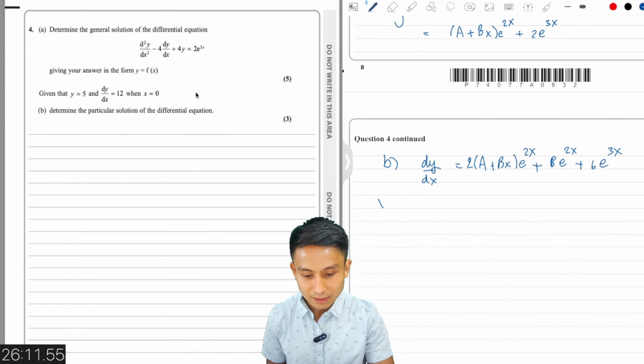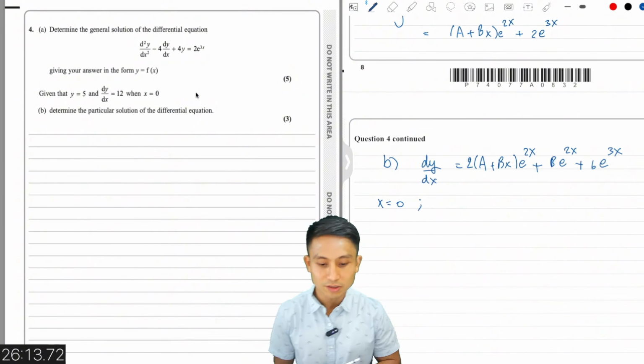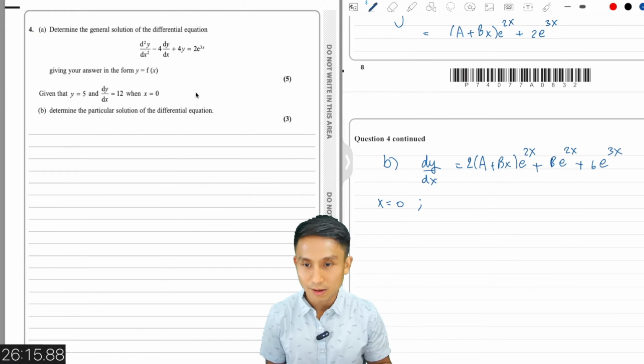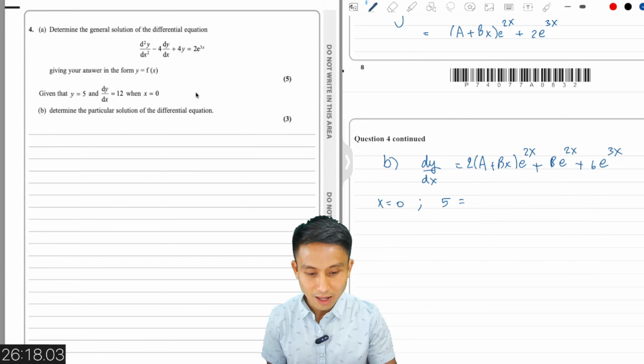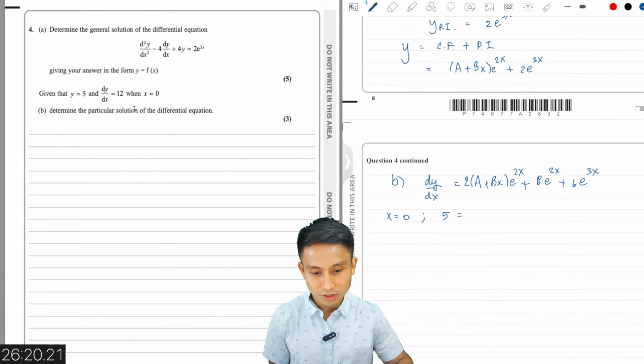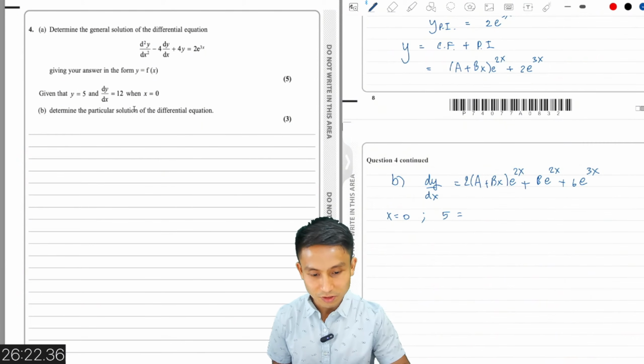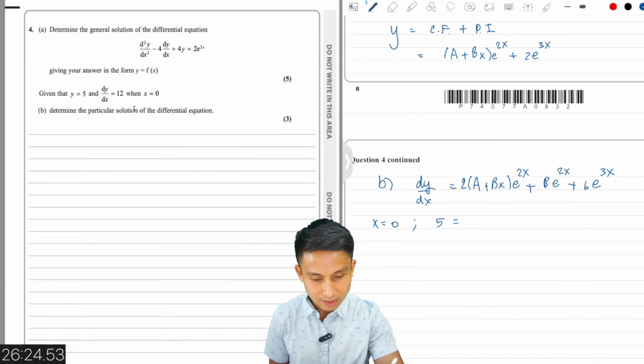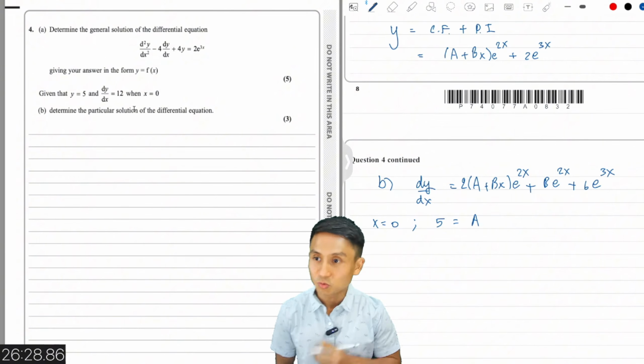So let's put x equals 0. You're going to get two conditions, for the y and for the dy by dx. So for the y, you put 5 equals, well, we're just going to do this whole thing. Substitute x equals 0 in. So we get, this will be 0, so that's just a, e to the 0 is 1, right?